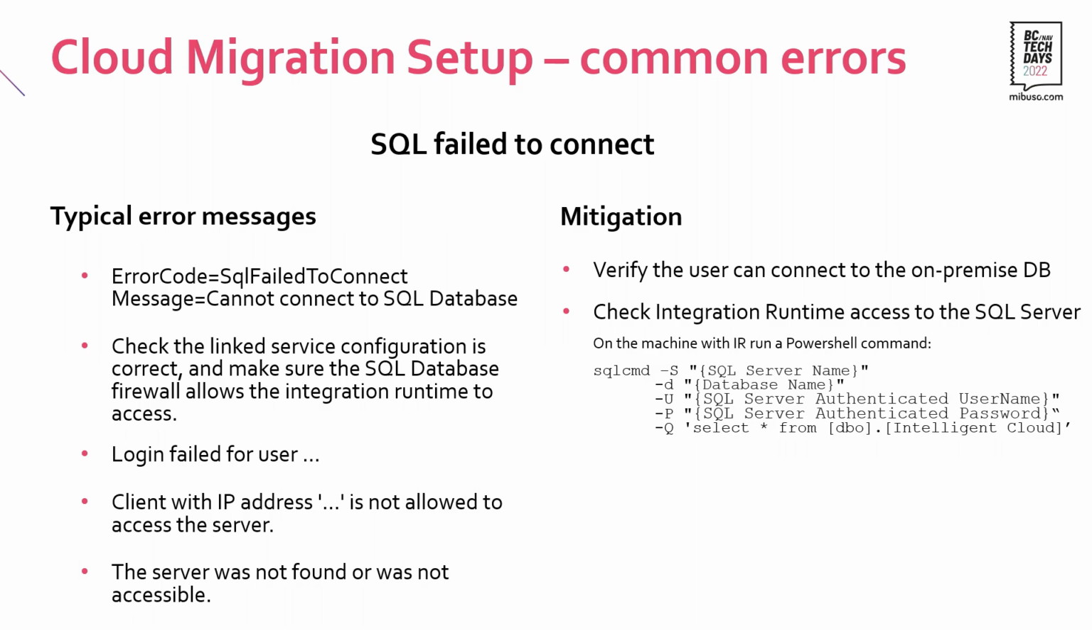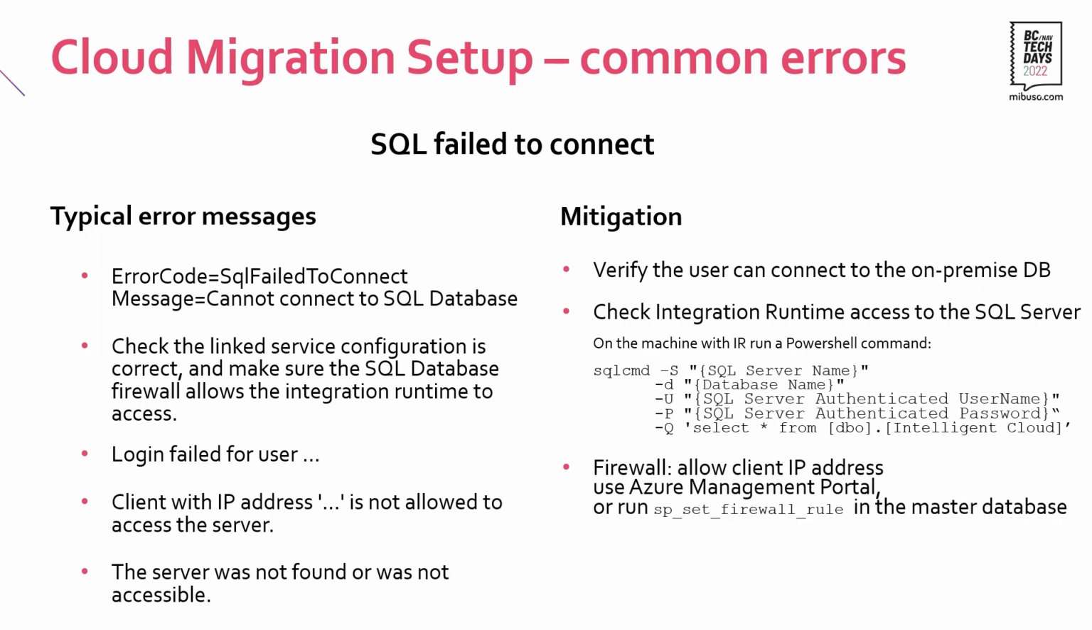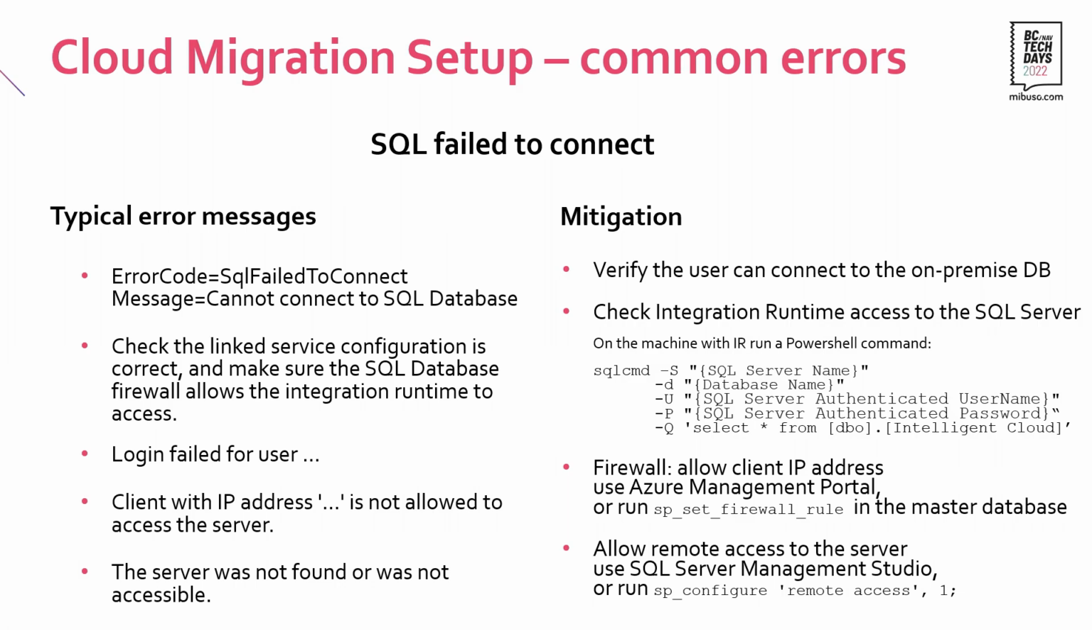You can run a simple query here, basically a remote execution, and check the connection there. On the firewall level, make sure that the client IP address is whitelisted and has access. This can be done with this stored procedure. And finally, the SQL server that's running needs to allow remote access, which you can do with this stored procedure.